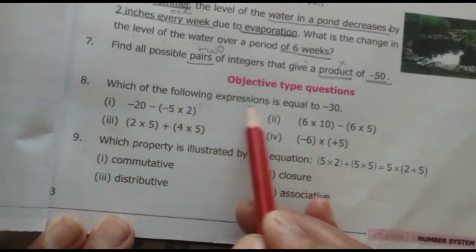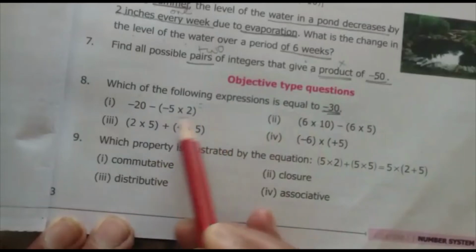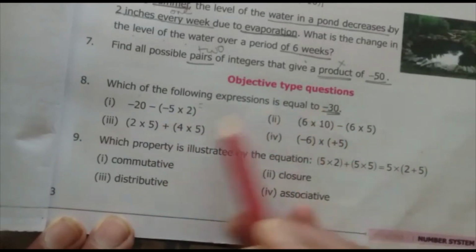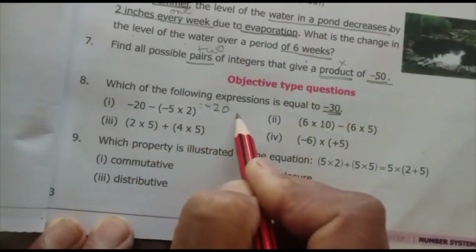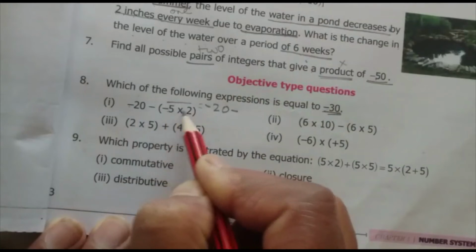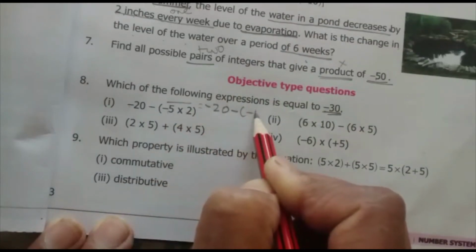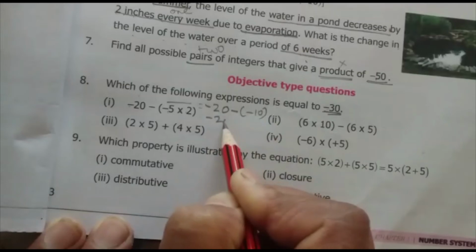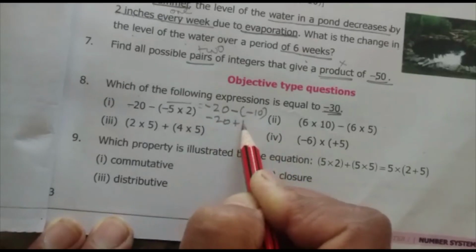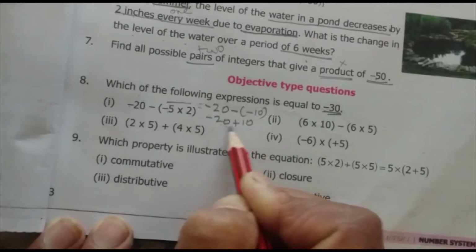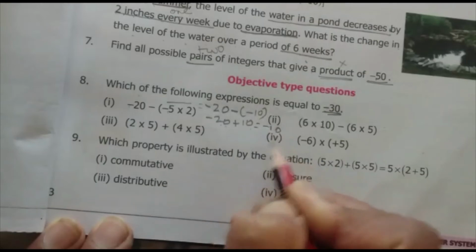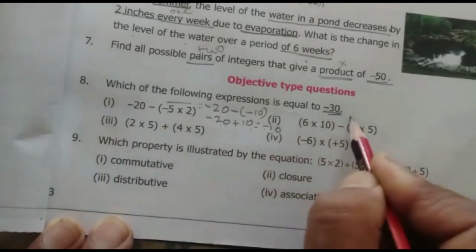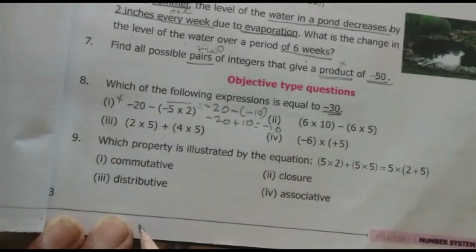Now question number 8 is objective type. Which of the following expressions is equal to minus 30? You have to simplify this and your answer should be minus 30. See, just like we did before, it is the BIDMAS rule. Outside the bracket minus 20 as it is. Minus, multiply them first. Minus into plus is minus, 5 2s are minus 10. Now minus 20, again minus into minus is plus 10. What is minus 20 plus 10? Signs are different. Subtract and put the sign of the greater number. You get minus 10 as your answer. The first sum answer is minus 10. So it is not 30. So this is not the correct option.